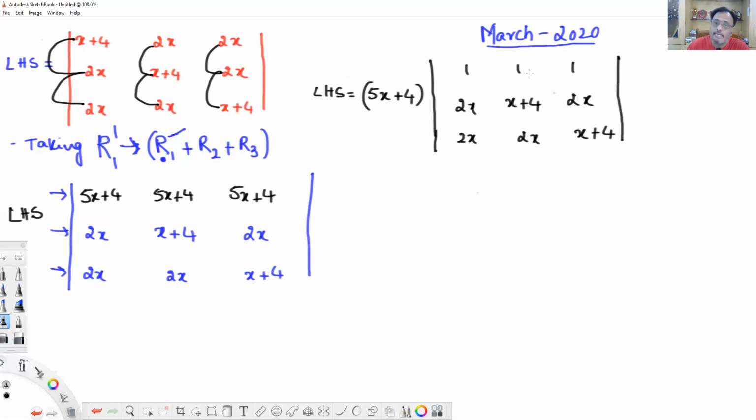Dear students, look here: C2 minus C1. I'm going to put a dot here, this will become 0. The rest, leave it here. Here also you are going like this, and here also you are going like this.